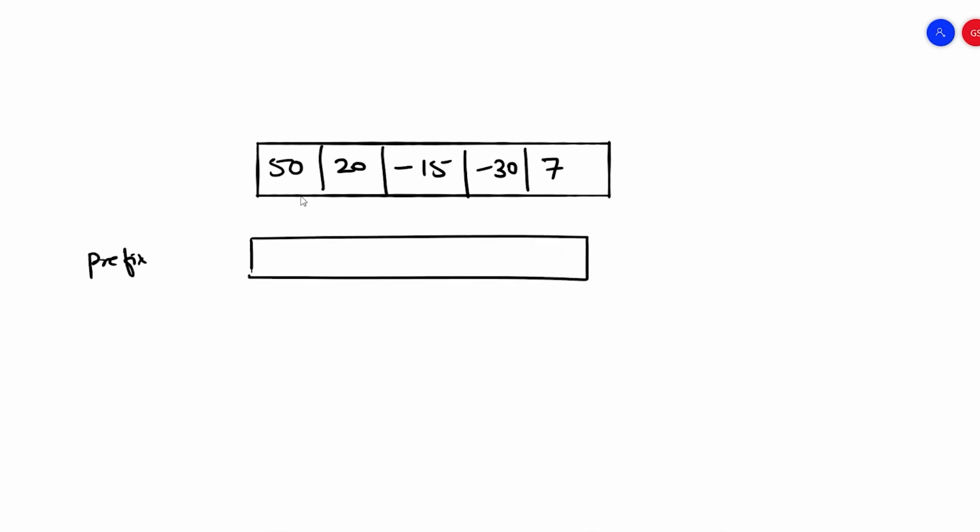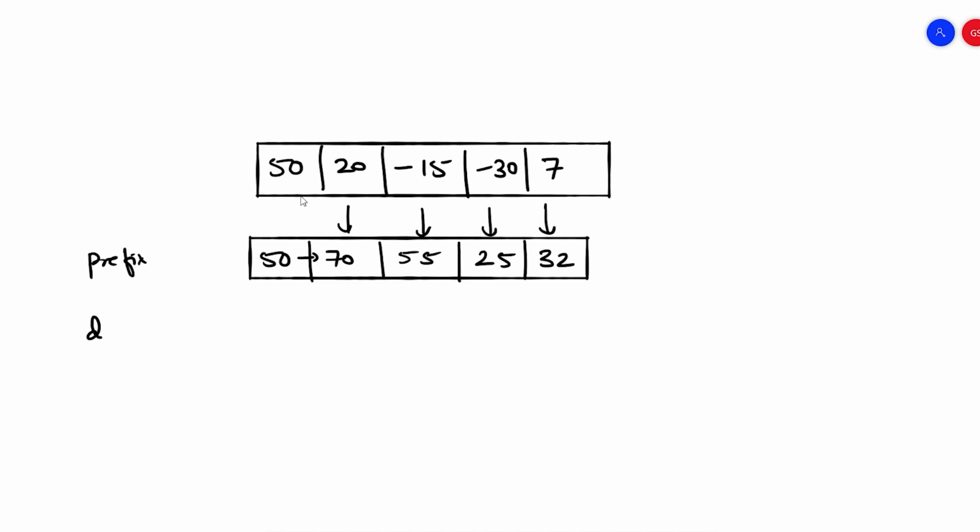Let's understand this with the help of an example. Let's take the example of 50, 20, minus 15, minus 30, and 7. If we take the prefix sums of this array, we are going to get something like 50, 70, just adding these two numbers. So that is 70. This is 55. We then have 25. And finally we have 32 with these two numbers.